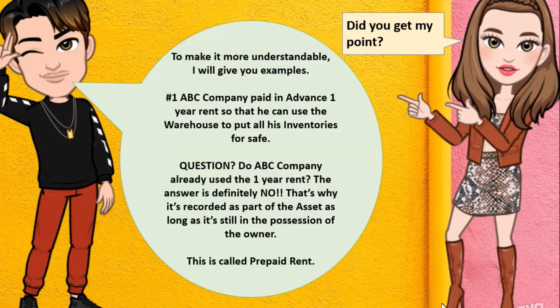To make it more understandable, I will give you examples. Number 1, ABC Company paid in advance 1 year rent so that it can use the warehouse to put all its inventories for sale. Question: did ABC Company already use the 1 year rent? The answer is definitely no. That's why it's recorded as part of the asset as long as it is still in the possession of the owner. This is called prepaid rent.